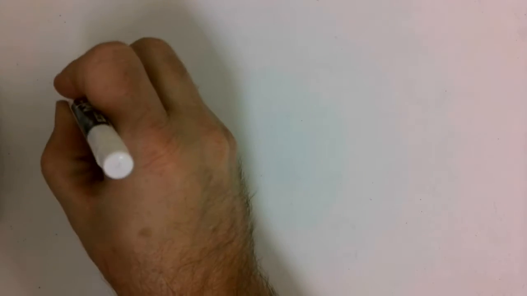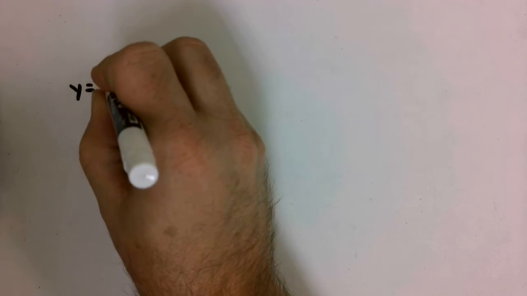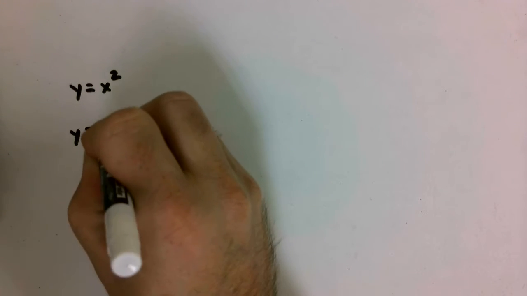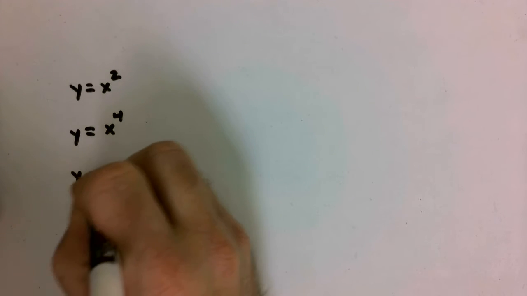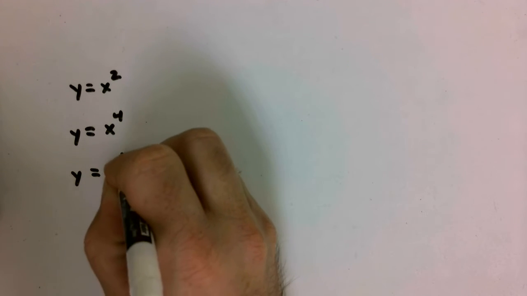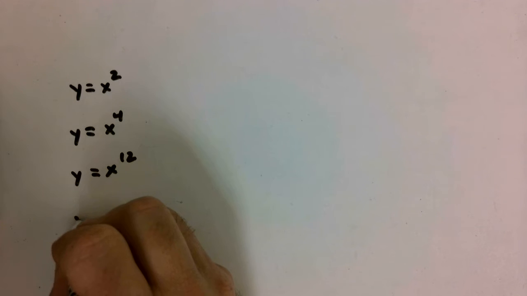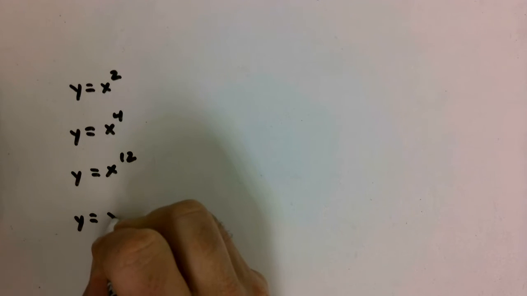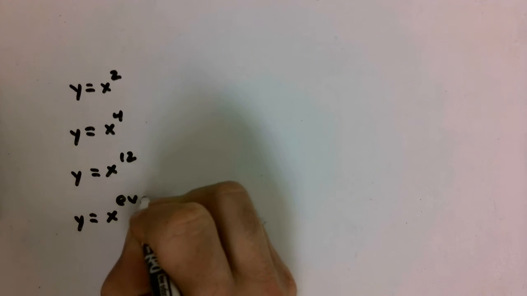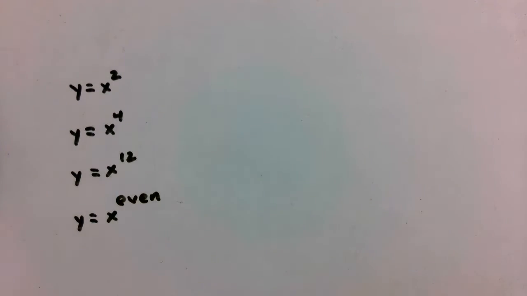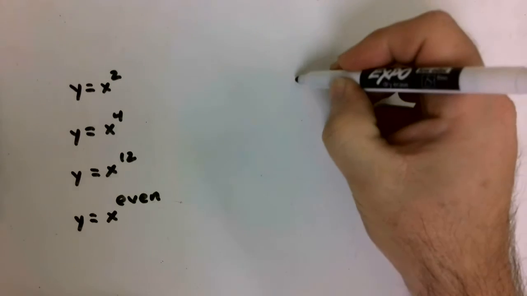So first, let's take a look at a family of graphs, a set of graphs that all have the same general shape. If you take a look at y is equal to x squared, y is equal to x to the fourth, y is equal to x to the 12th, or in general, y is equal to x raised to an even number power. What all those graphs are going to look like is this.